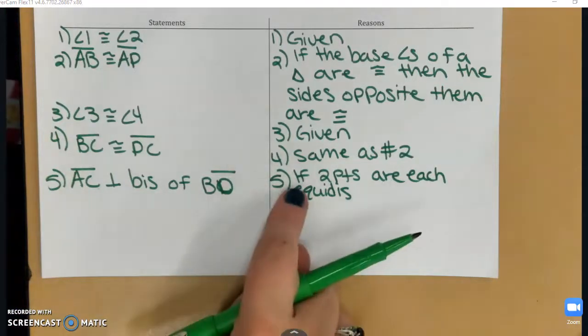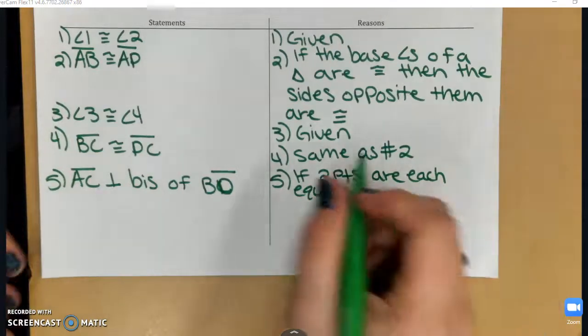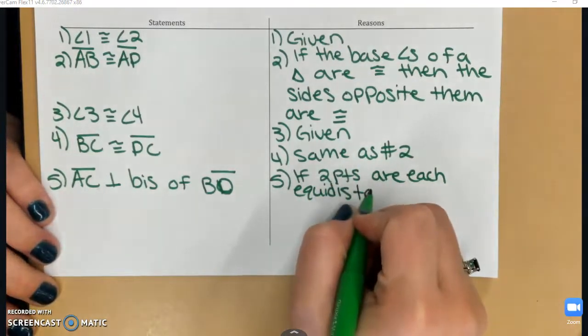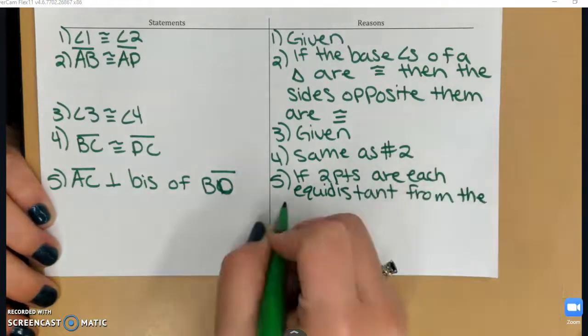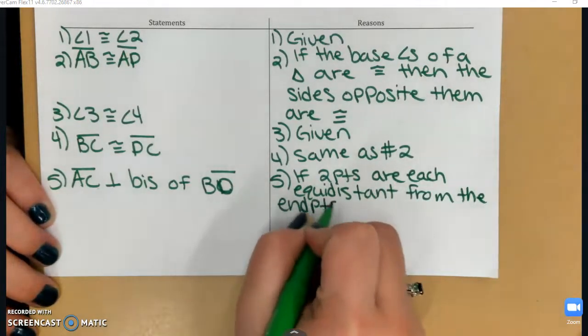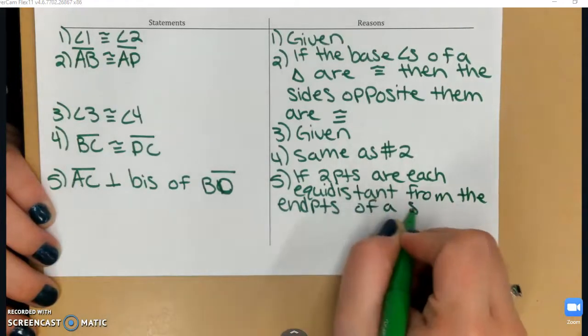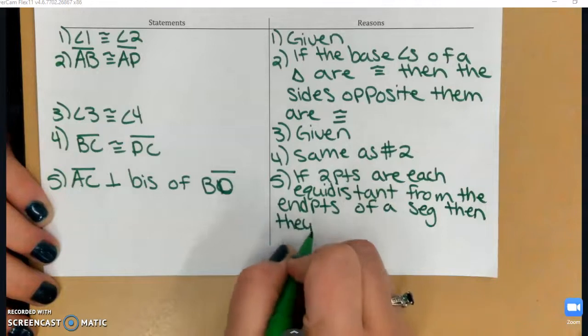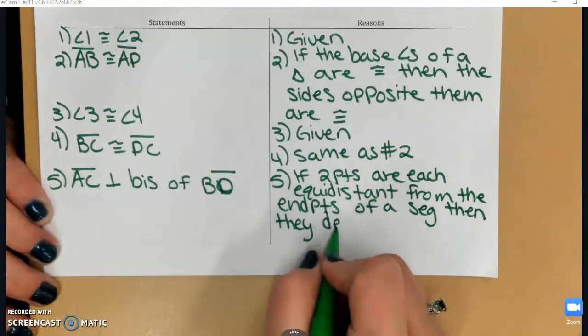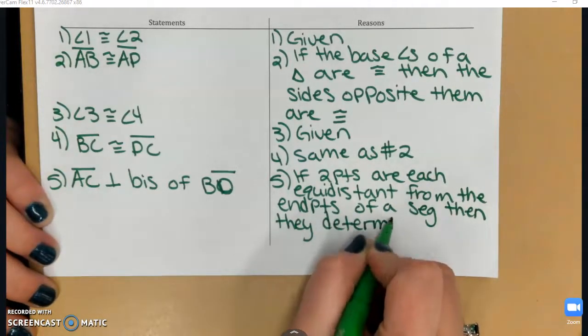So back to the reason for number 5. If 2 points are each equidistant from the endpoints of a segment, then they determine the perpendicular bisector of that segment.